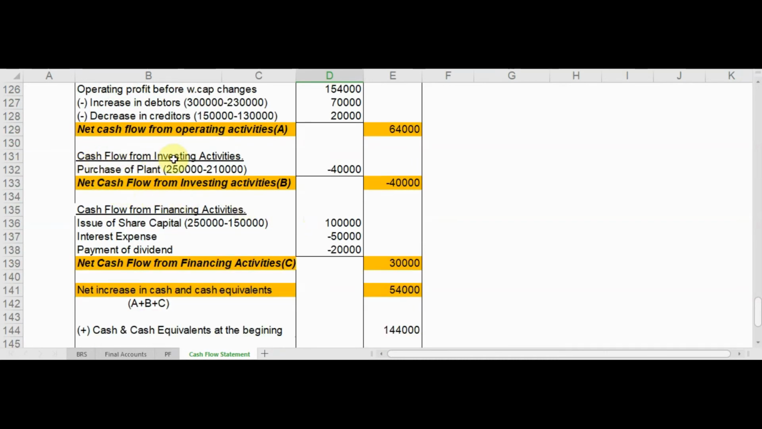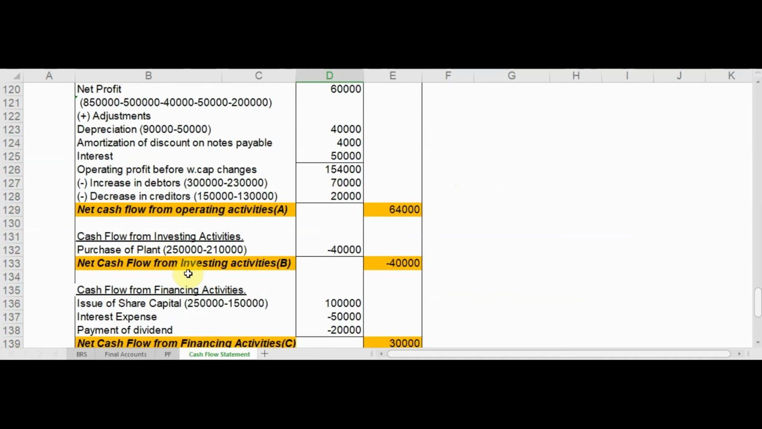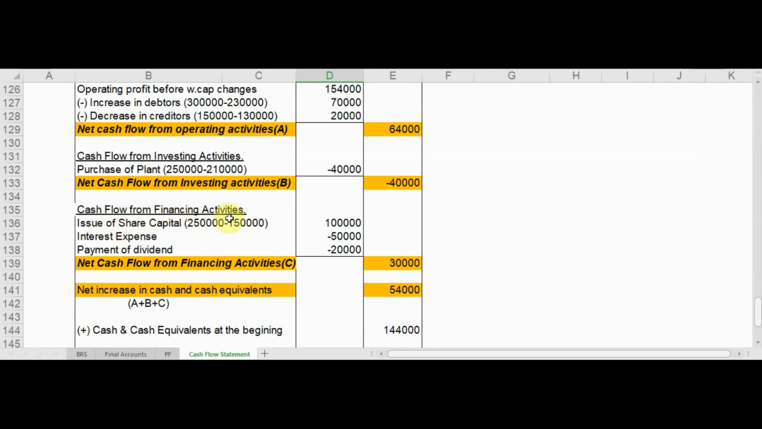Now cash flow from investing activities, purchase of plant. Previously it was 2,10,000, now 2,50,000. So 40,000 amount of plant has been purchased. So 2,50,000 minus 2,10,000, 40,000. As there is cash outflow, we affix a negative sign. So net cash flow from investing activities, which is classified as B, is negative 40,000.